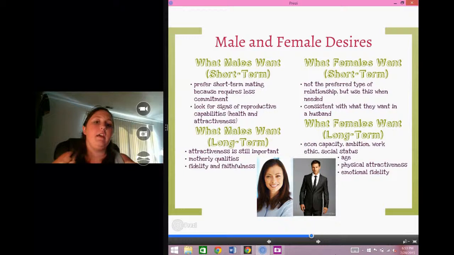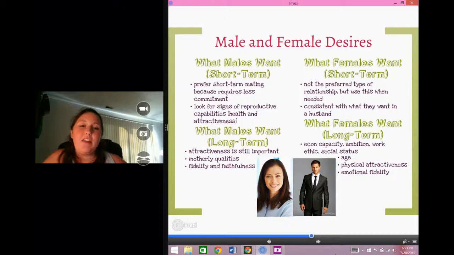So in the short term, which is not the preferred type of relationship, because they want that commitment and the resource influx that a long-term male partner would be more likely to give. But women do use short-term relationships when needed, for example, when in need of an immediate influx of resources. But for the short term, what women look for is consistent with what they look for in a husband or a long-term mate.